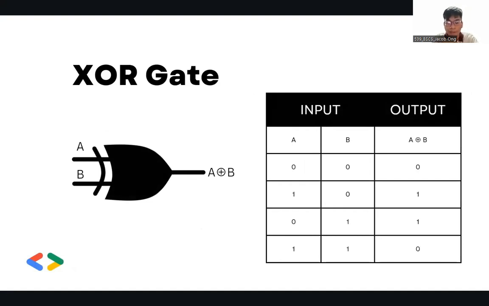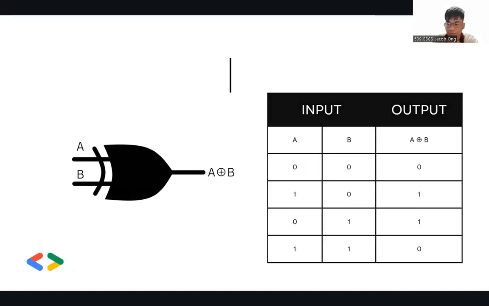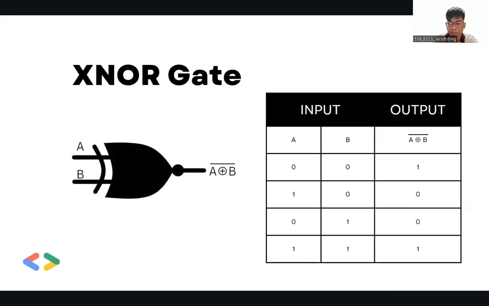XOR gate. The XOR gate outputs a 1 if one or the other of its inputs are 1, but not both. Otherwise, it outputs a 0. XNOR gate. The XNOR gate is a combination of the XOR and NOT gates. It outputs a 1 only if both of its inputs are the same. Otherwise, it outputs a 0.